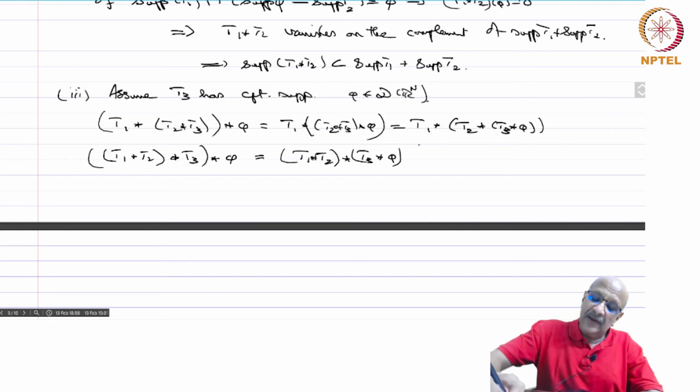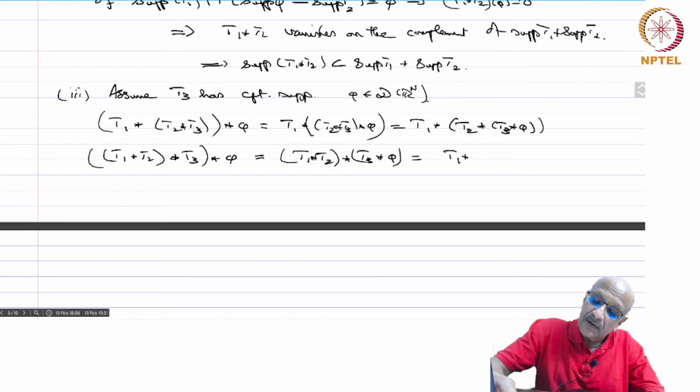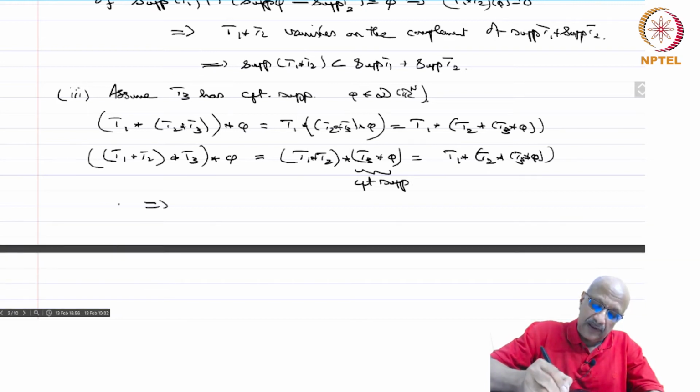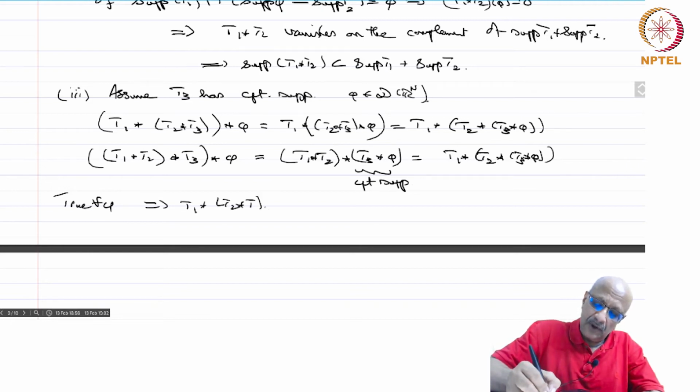Again, T3 star phi has compact support. So this is equal to T1 star, this is where I am using it, T2 star T3 star phi. So this has compact support, and therefore I can use the characterization. So these two are equal. So they are equal for all phi. So this implies true for all phi. So T1 star, by the cancellation theorem, you have this equal to T1 star T2 star T3.